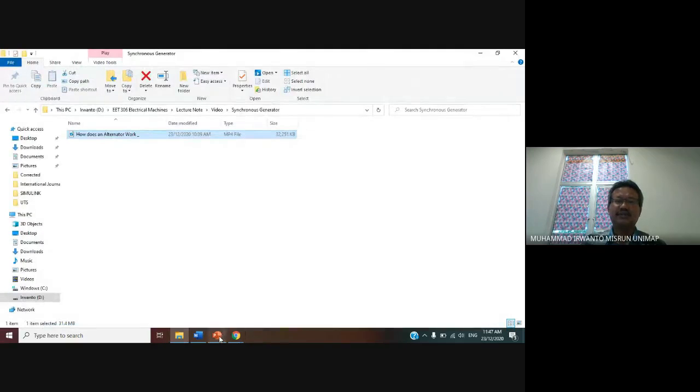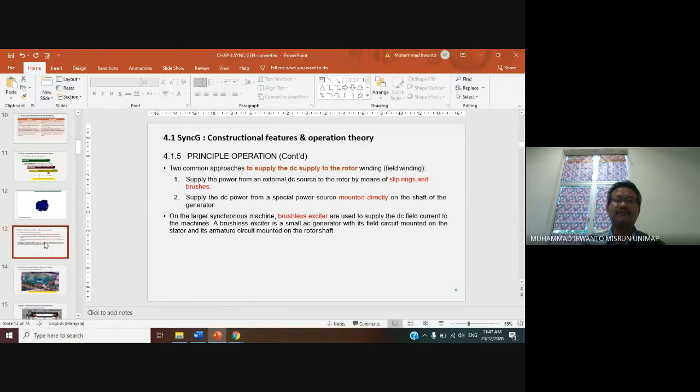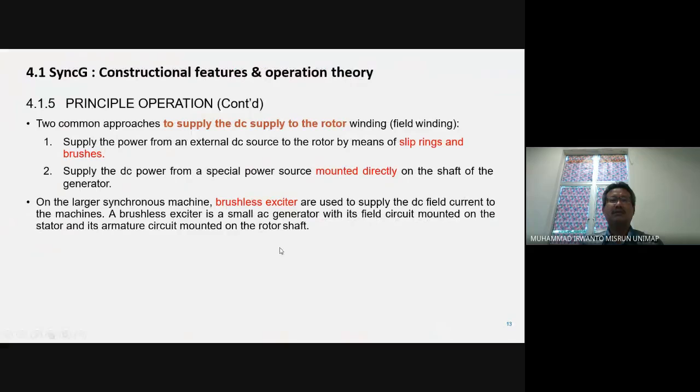Okay, we can see our slide back. We can see that there are two common approaches to supply, I repeat again, to supply the DC supply to rotor windings. The first is to supply the power from an external DC source to the rotor by means of slip rings and brushes. It means I can call it from the battery. The second is to supply the DC power from a special power source mounted directly on the shaft of the generator. We can call this the shaft excited generator.